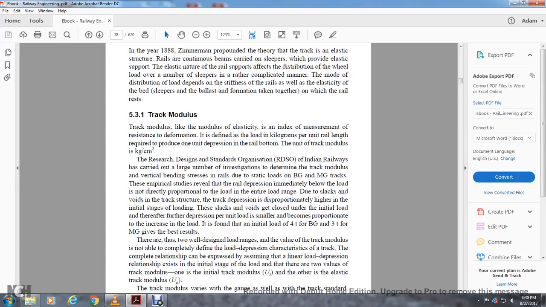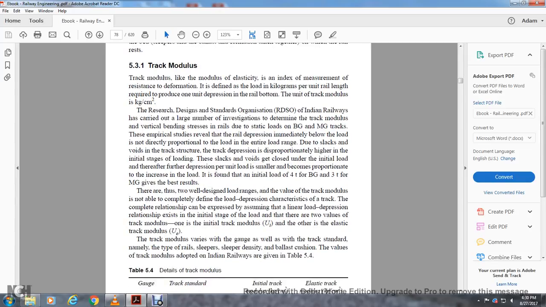Track depression is disproportionately higher in the initial stage of loading. The slack voids get closed under the initial load. Therefore, further depression per unit load becomes smaller and proportionate to the increase in load. It was found that an initial load of 4 tons for the broad gauge and 3 tons for the meter gauge gave the best results. It is thus seen that over a well-designed load range, a single value of the track modulus is not able to completely define the load depression characteristic.